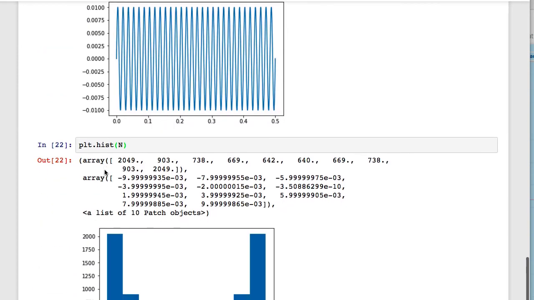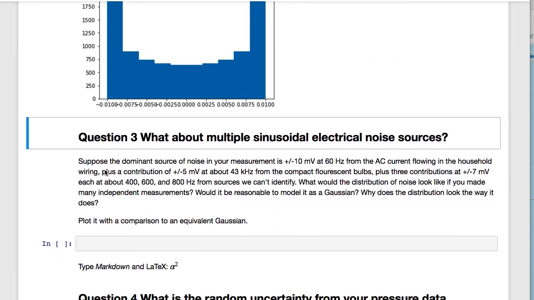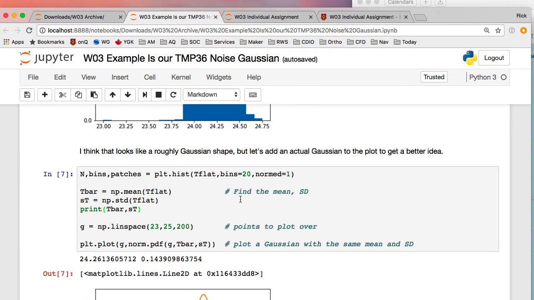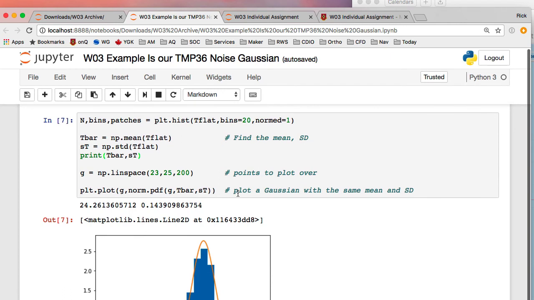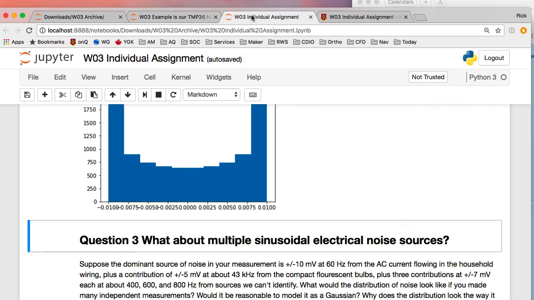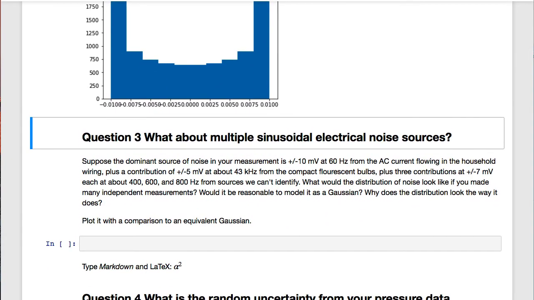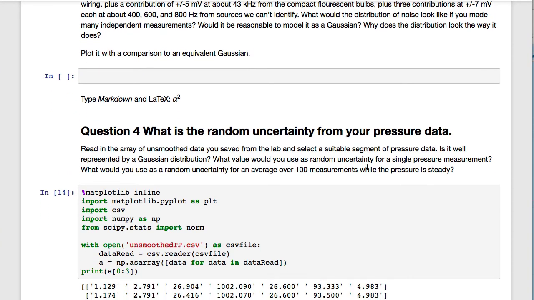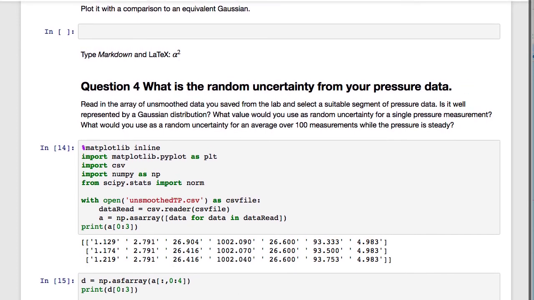And I'm going to have to leave that up to you to do the test. But plot it out, make a comparison to a Gaussian, and take advantage of this example that we gave you as part of the assignment package to go and have a look at what the comparison is between the Gaussian distribution and your actual data. So now let's see what's the next step. The next step asks, what is the random uncertainty from your pressure data?